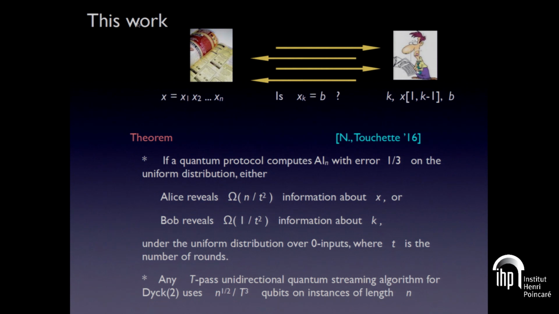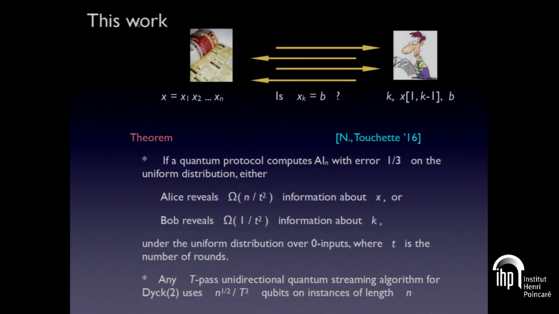Either Alice reveals n by t squared bits of information about this string, or Bob reveals so much information, which is 1 over t squared, about his index. This other part, the prefix, is of course known to Alice already, so there's not much to be gained about that.